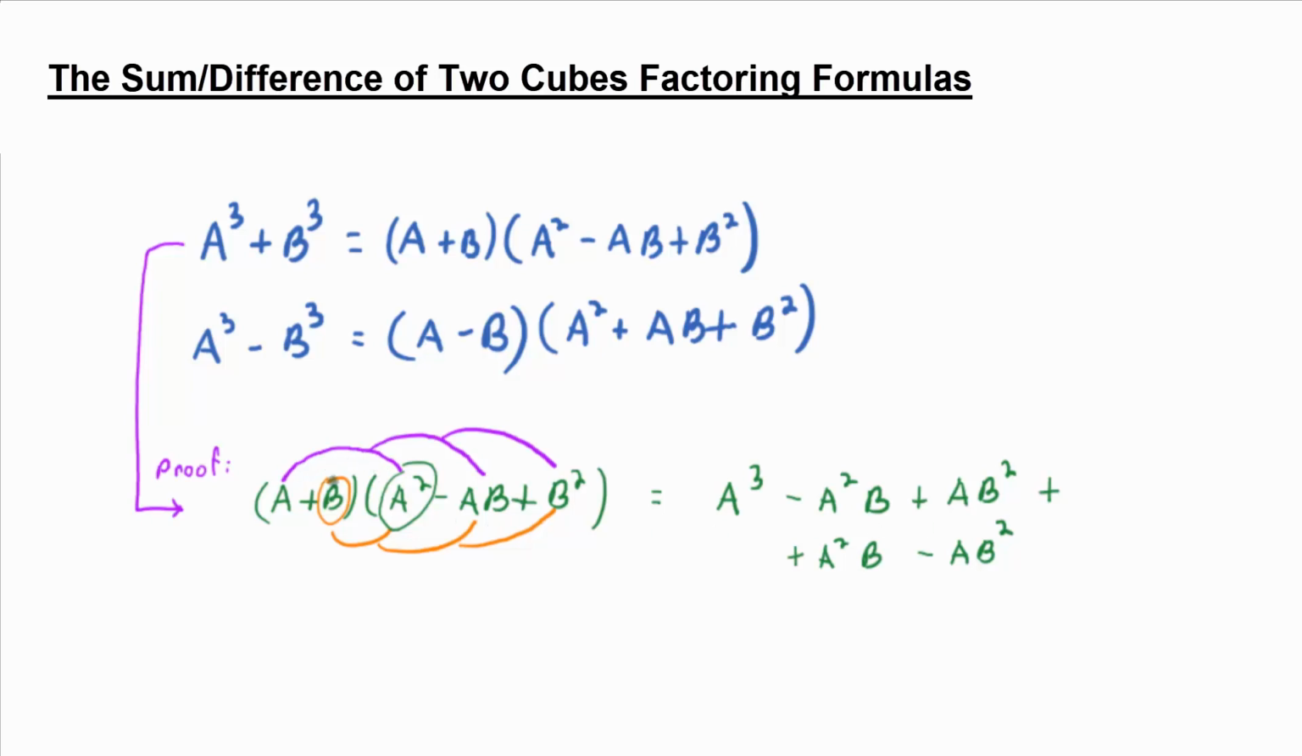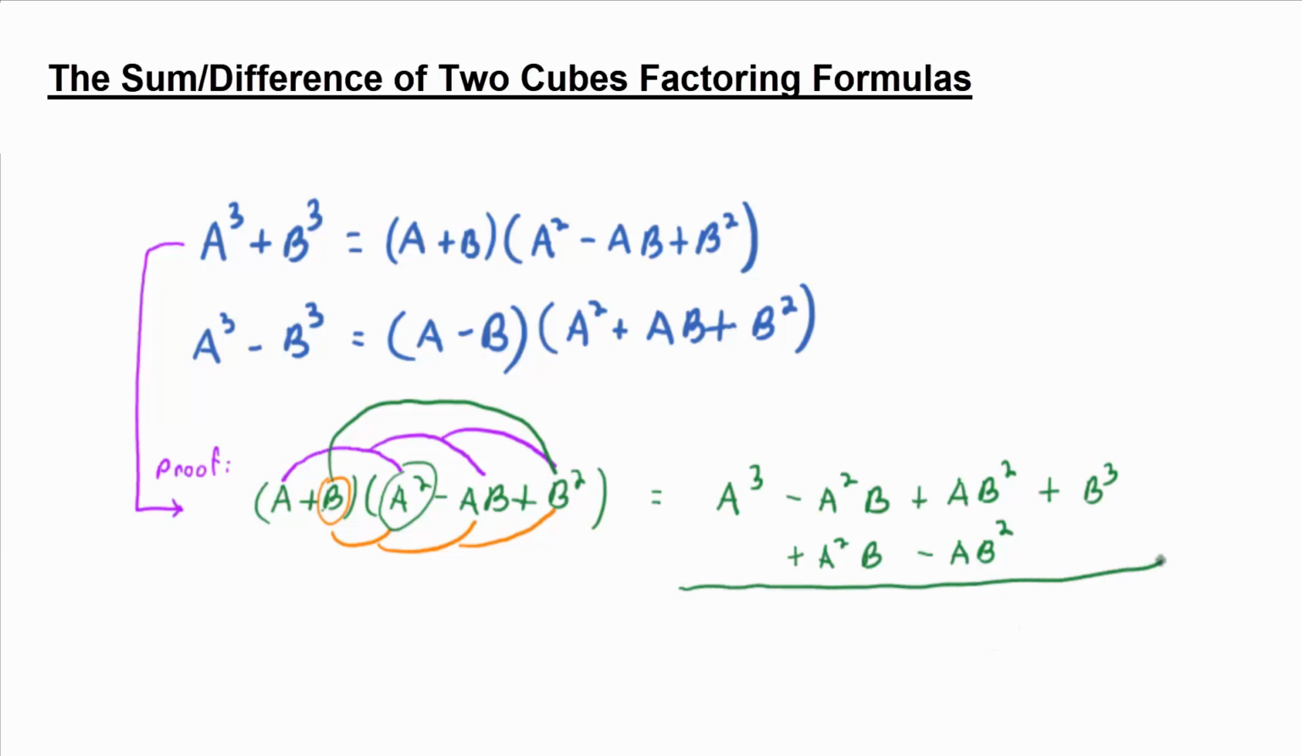Okay, we're distributing this guy to that guy. So what do you get when you distribute b to b squared? B cubed. And no like term to line it up with.